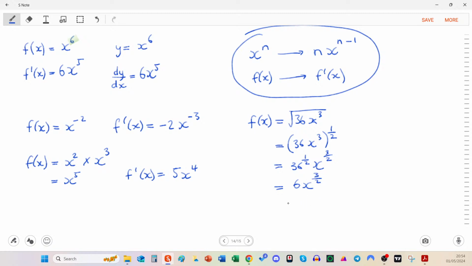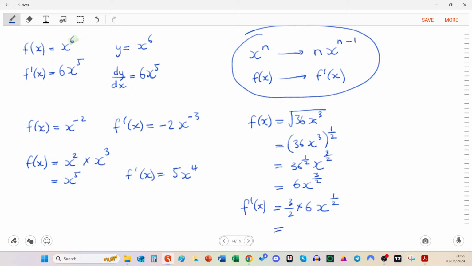multiply it together. So if you want to find f dashed of x, we're going to put the 3 over 2 down the front, multiplying the 6, and we're going to take away 1 from 3 over 2. Now 3 over 2 is 1.5, and so if you take away 1 from that, you end up with a half. Another way of looking at that is 3 over 2, take away 1, would be taking away 2 halves. And therefore you're left with 1 half.